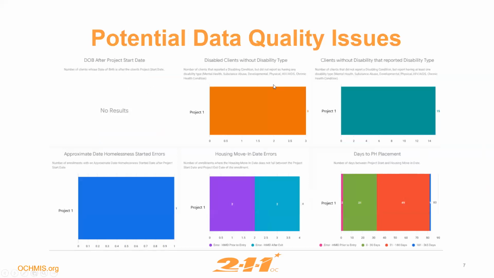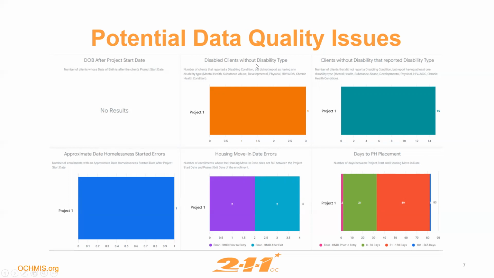All right, the next section of the dashboard, this is actually 2 slides, but there was a lot, so I split them. The next sections are looking at potential data quality issues. The first is looking at, does the client have a date of birth after the project start date? That doesn't make sense. So if there were any, there would be a bar chart here with the number of clients.